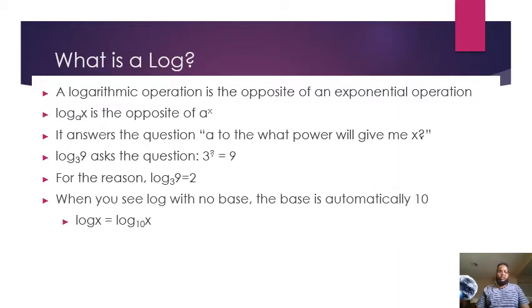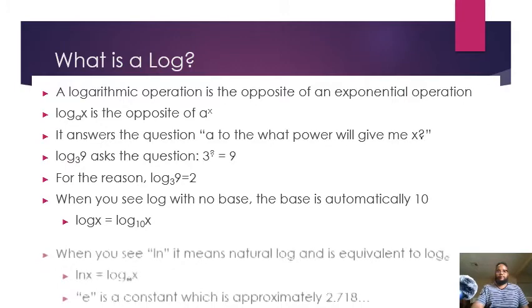When you see log with no base at all, this base is automatically 10. Just like if you see a radical with no number above the radical, you assume it's a square root. You assume there's an invisible 2 there. When you see log with no base, you assume that there's an invisible 10 there. So log x is equal to log base 10 of x.